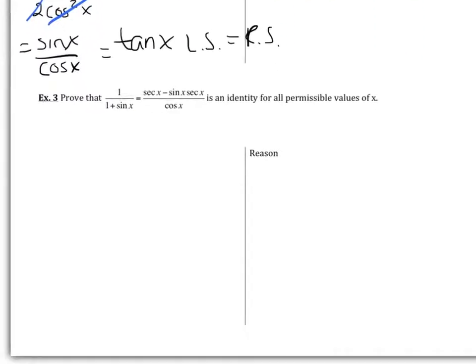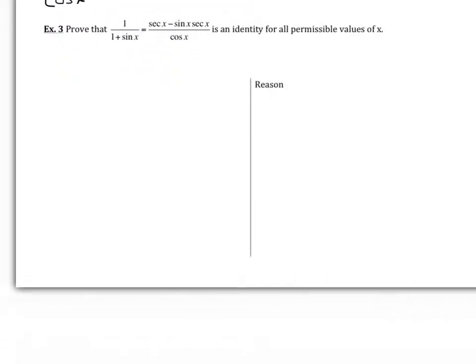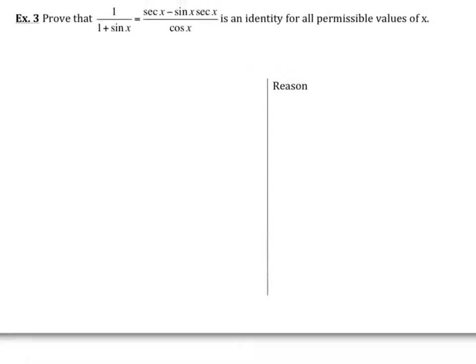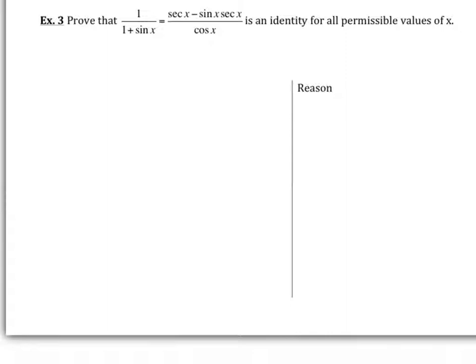Let's take a look at the next example. So looking over here, I see that I have a slightly more complicated expression, but let's start with our non-permissible values. So we know that cos x can't be equal to 0, which means that x can't be pi over 2 plus or minus pi n, where n is an element of whole numbers. So that means it can't be pi over 2, can't be 3 pi over 2, and so on.